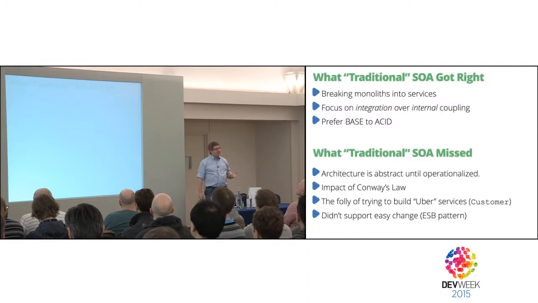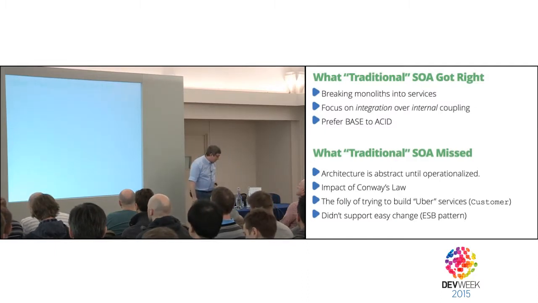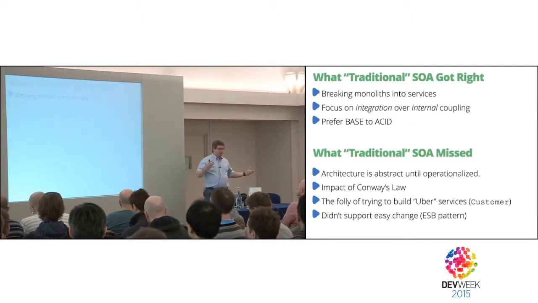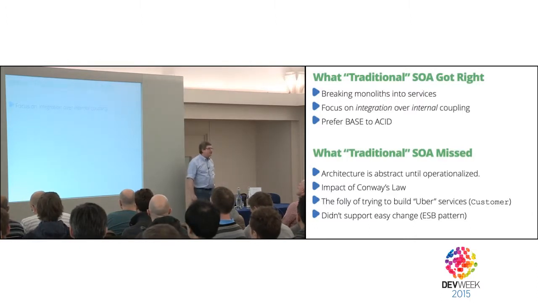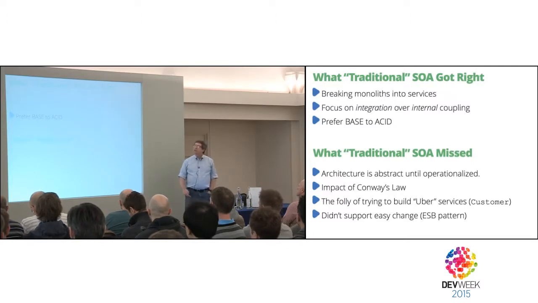And really, this is a variation of service-oriented architecture. And in fact, service-oriented architecture's got a bunch of stuff right. They're the ones who started thinking about breaking monoliths down into services. They're the ones that started focusing on integration over internal coupling and how to solve those problems of versioning endpoints and things like that. And they're the ones who started this trip for base versus ACID. But they also missed a few things.